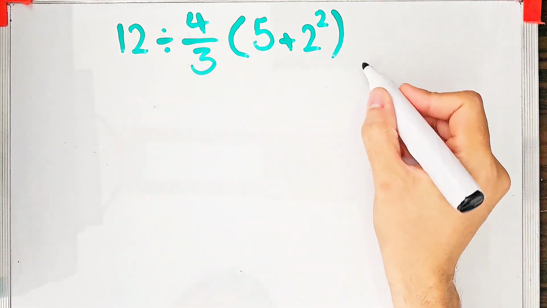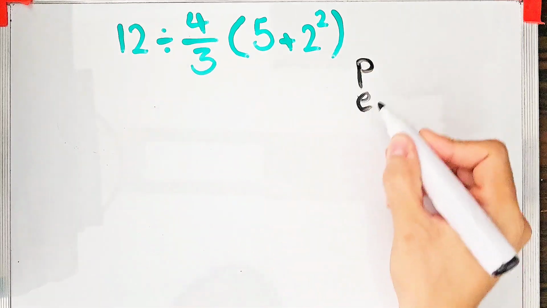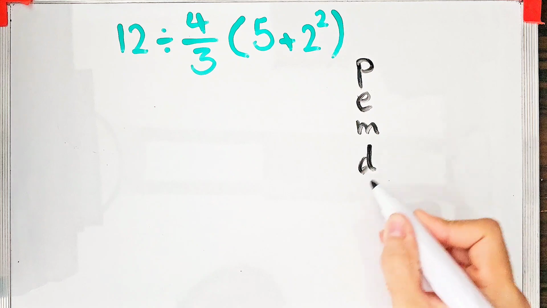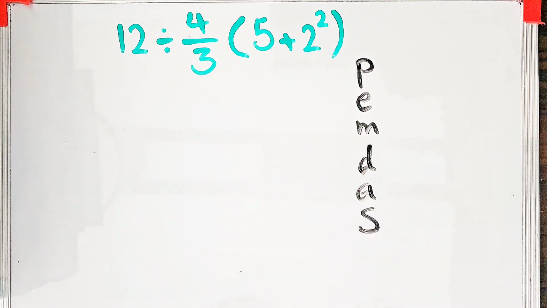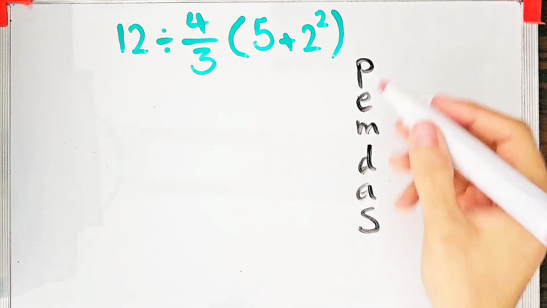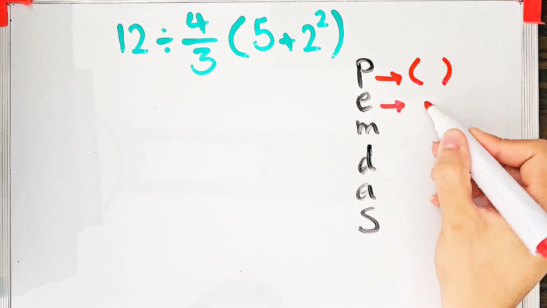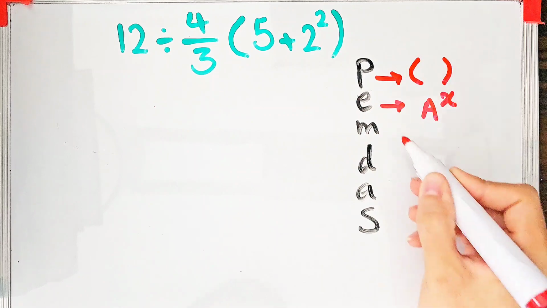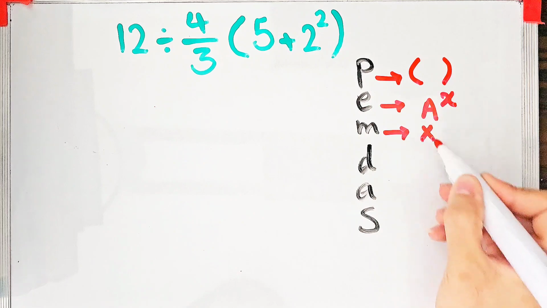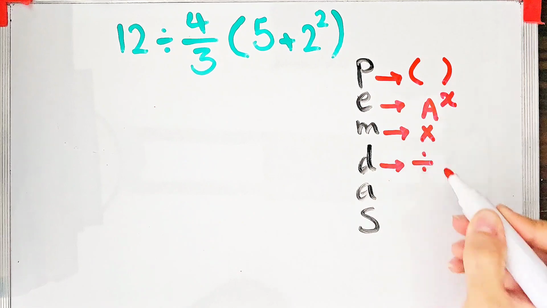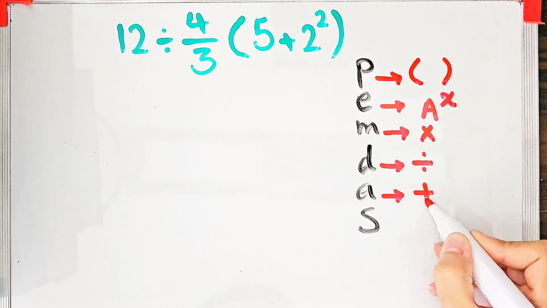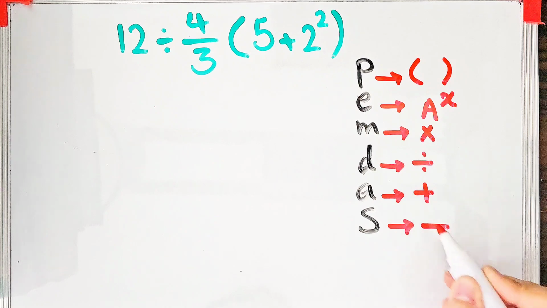Let's solve it step by step together. To solve this question, we need to follow the PEMDAS rule. PEMDAS shows the order of operations. In this rule, P stands for parentheses, E stands for exponent, M stands for multiplication, D stands for division, A stands for addition, and S stands for subtraction.